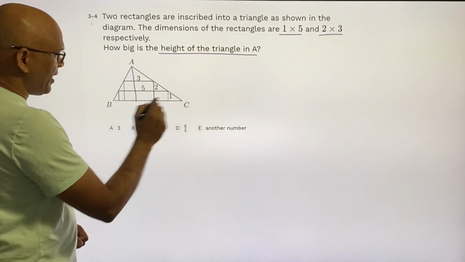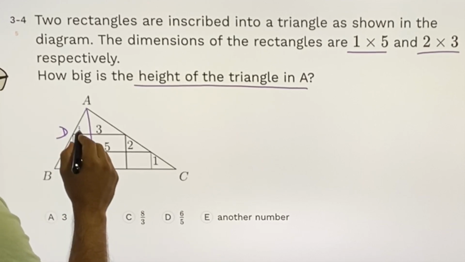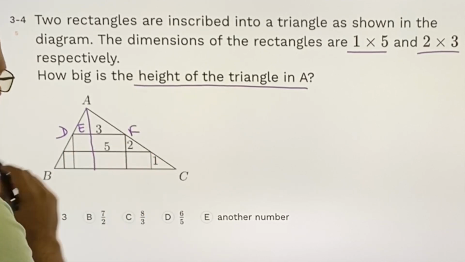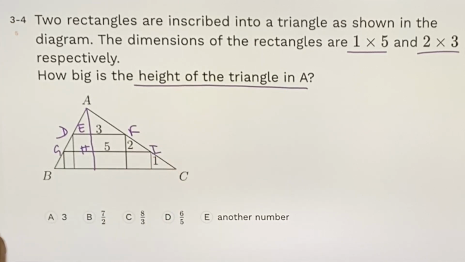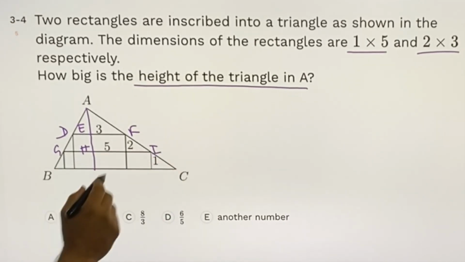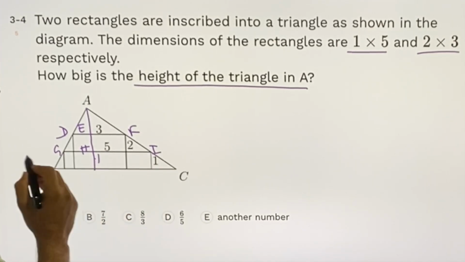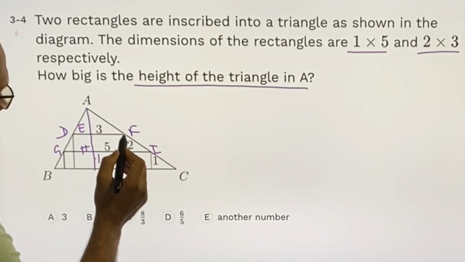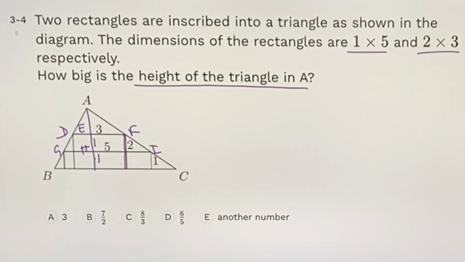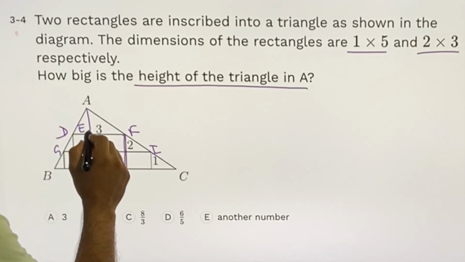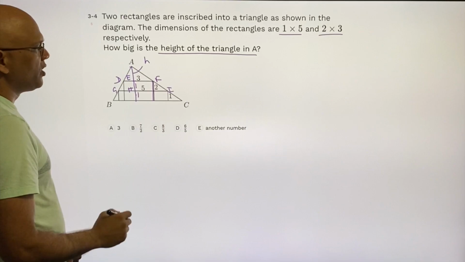Okay, then let me name the nodes A, B, C, D, E, F, G, H, I. I know that this is 1, so this height is going to be 1, right? This is a rectangle. If this whole thing is 2, 2 minus 1 is 1, so this is going to be 1. All right. Let me call this side edge H.